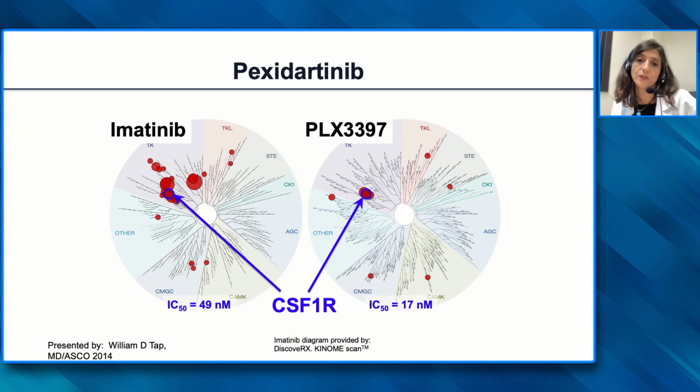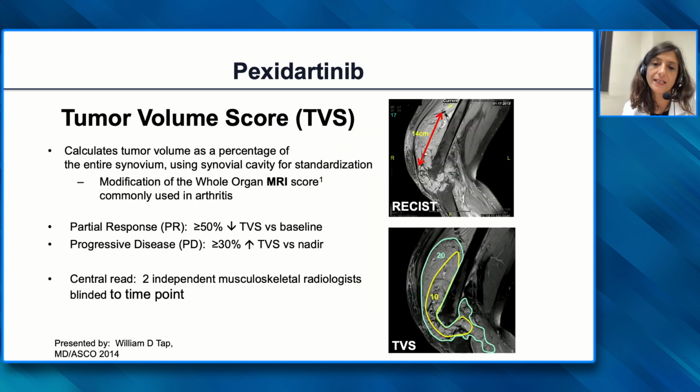The most famous is PLX3397, pexidartinib. It is famous because on the 2nd of August 2019, so 5 years ago already, it was approved by the FDA for the treatment of this disease. This complex and nice figure is called a kinome, and the red dots show how specifically this drug is able to target CSF1R. As you can see, PLX is very specific, more specific than imatinib. And this nicely will translate in activity of the drug.